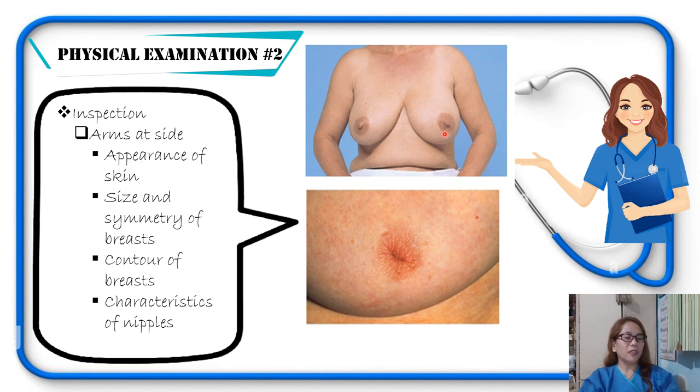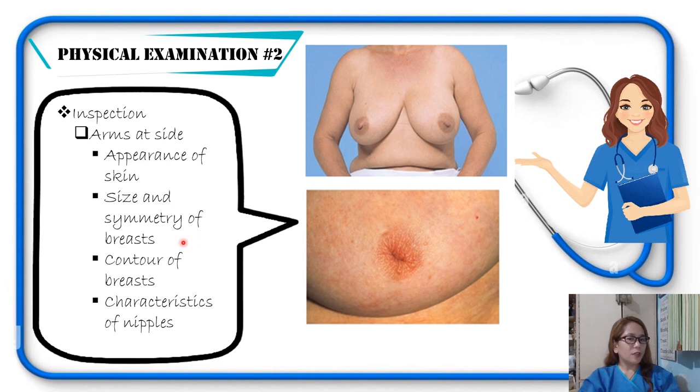Ano ba itsura ng thickening and prominent pores? It looks like orange peel. Because it might be a sign of lymphatic obstruction. So, you have to observe also for the size and symmetry of the breast. Of course, the size of the breast should be symmetrical, not only the breast, but the part of the breast also. And we have to observe the areola, the nipple. It should have symmetrical size. Okay.